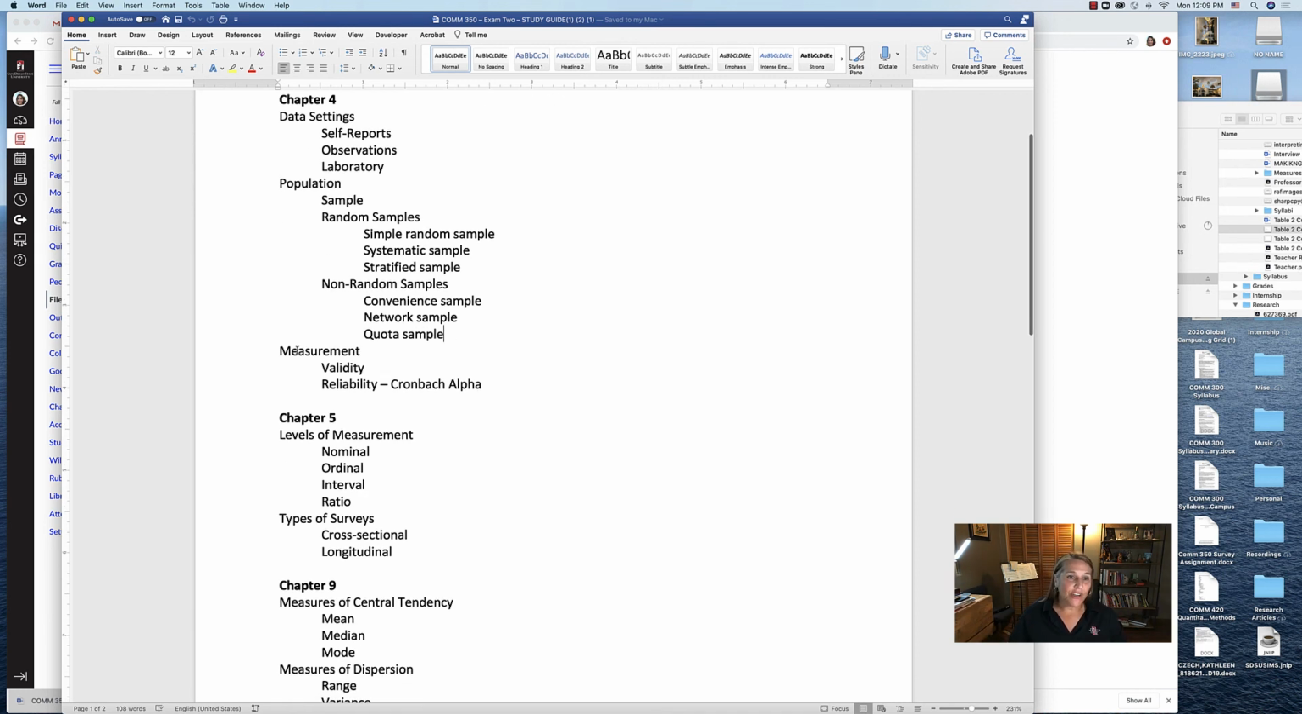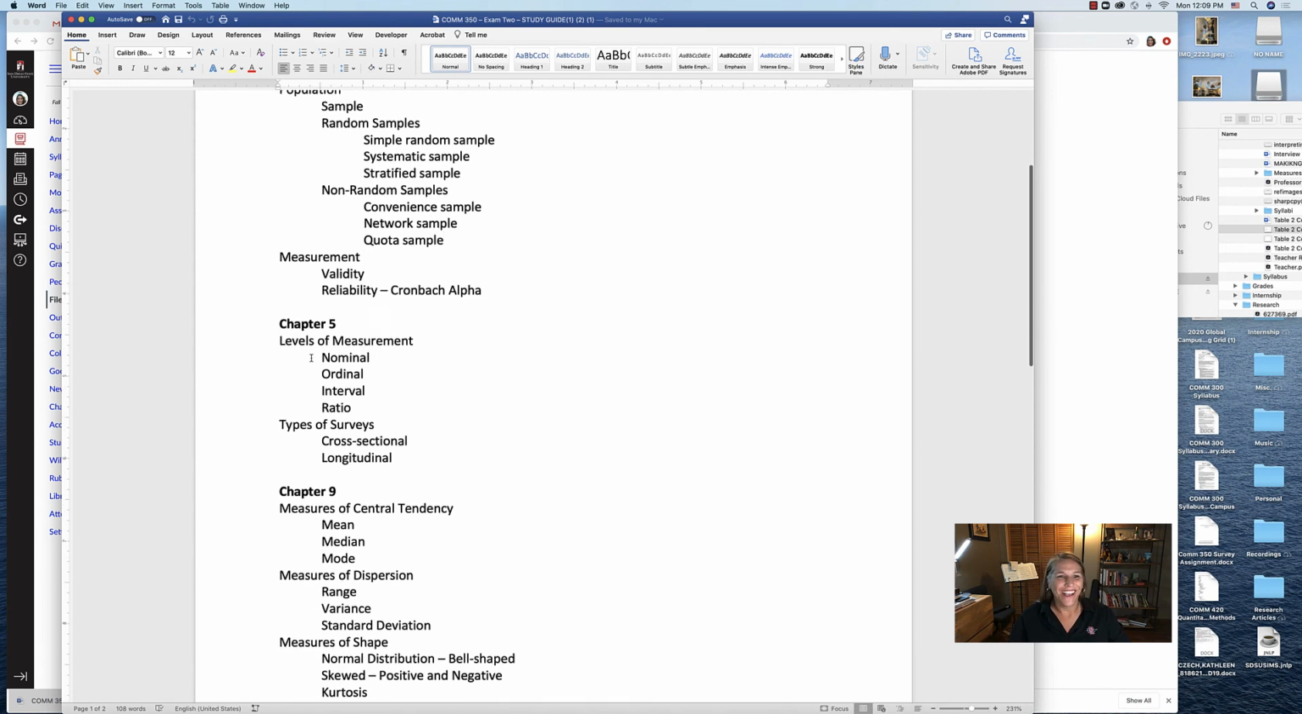In Chapter 4, you're also introduced to the notion of measurement. We talked a lot about measurement in this section. We started with levels of measurement down here, and we also talked about measurement needing to have validity and reliability. So review this very quickly here.